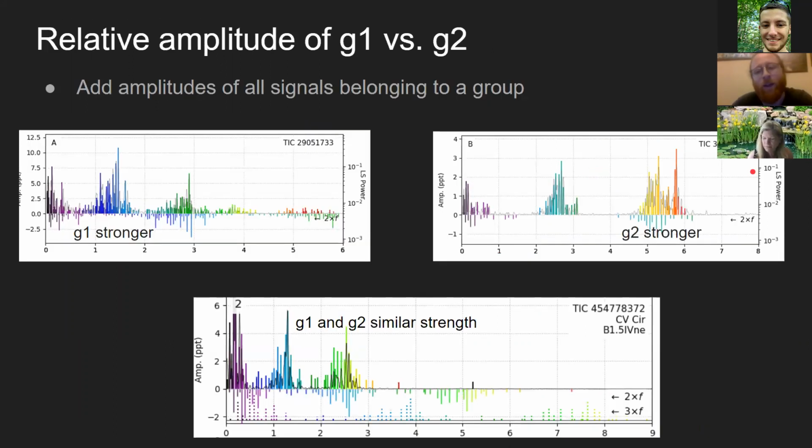You can also look at the relative amplitude of the groups. There are many ways to do this, but you can add up the amplitude of each signal that belongs to a group and then compare it to another group in that star. So here on the left, the first group is stronger than the second group, but that's not always the case. Sometimes the second group is stronger, or sometimes they're about the same strength.